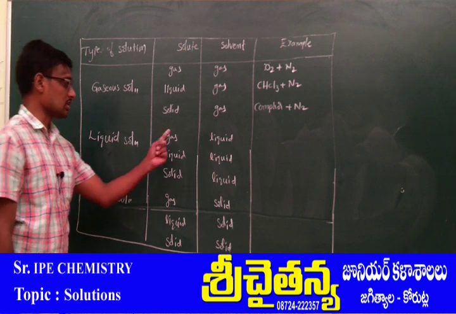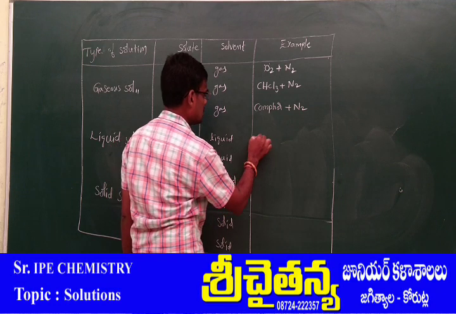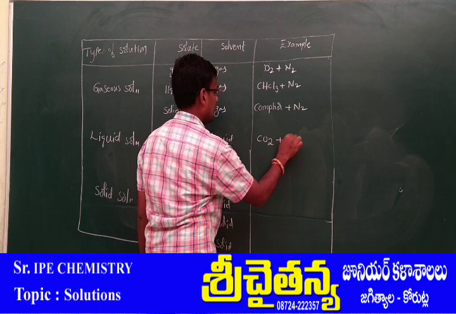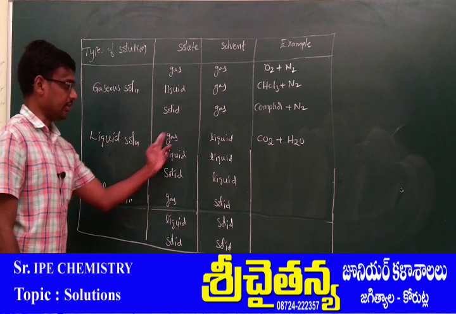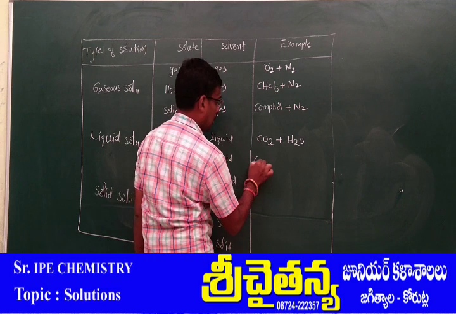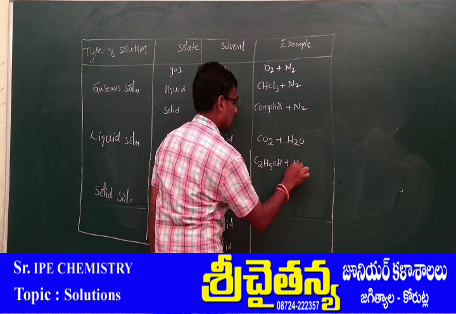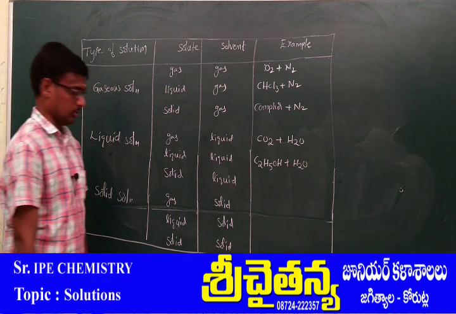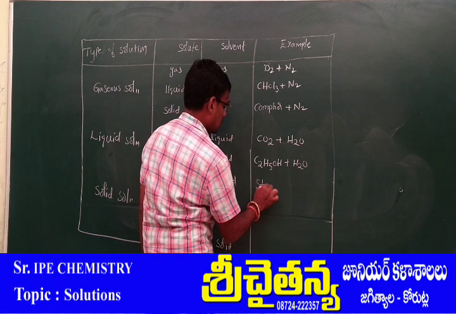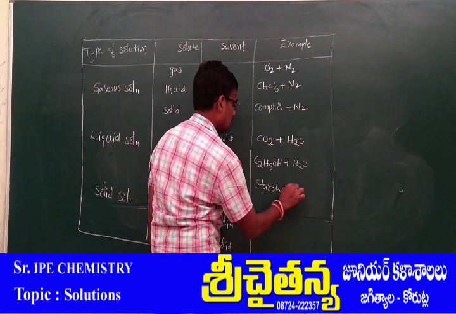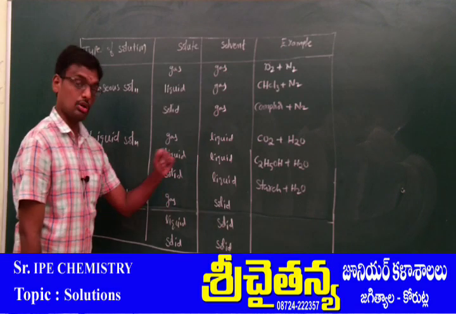In liquid solutions, for example: gas in liquid is dissolved carbon dioxide in water. Liquid in liquid is alcohol, C2H5OH, mixed with water. Solid in liquid is starch with water.